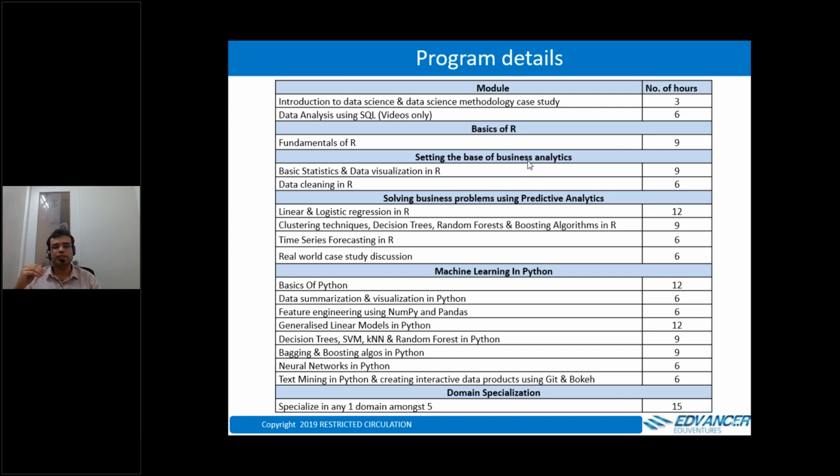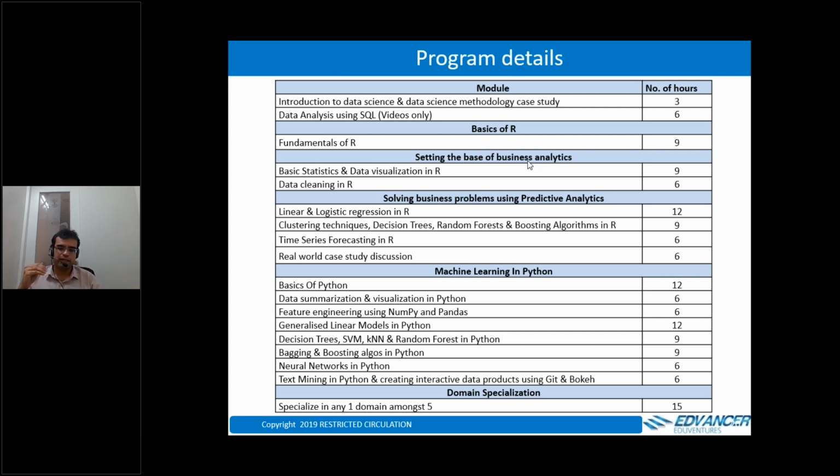Then we'll move into the advanced aspects, which is advanced statistical techniques through which you can solve business problems using something called predictive analytics. So for the next more than 30 hours, you'll be going through advanced statistical techniques.